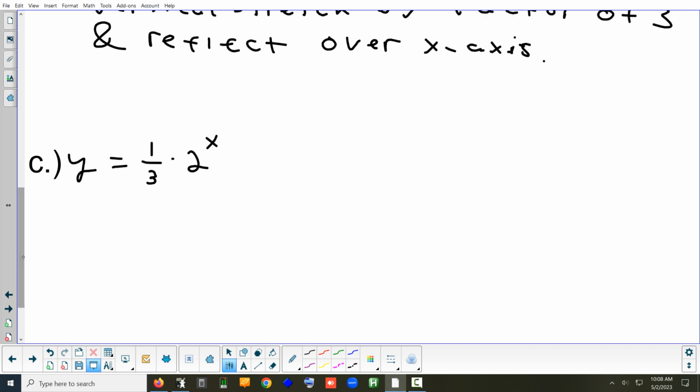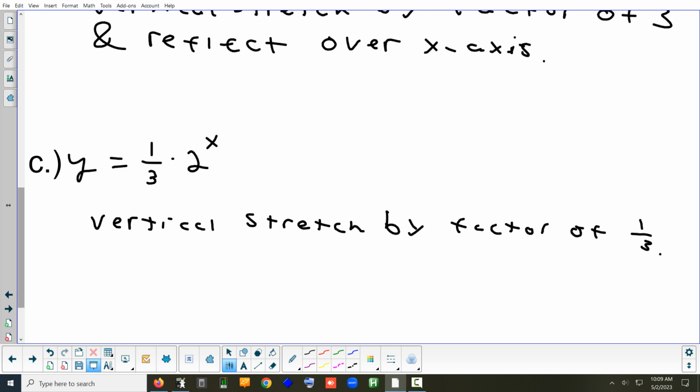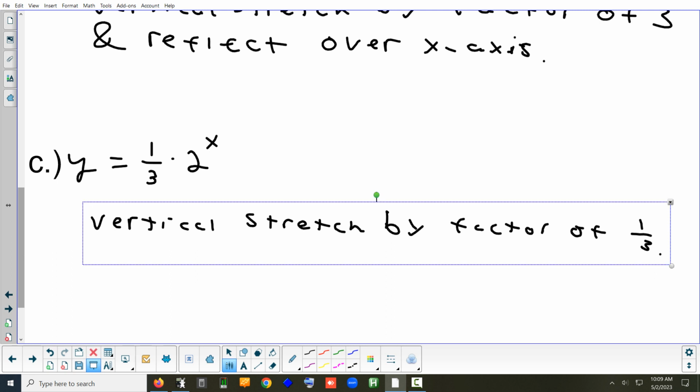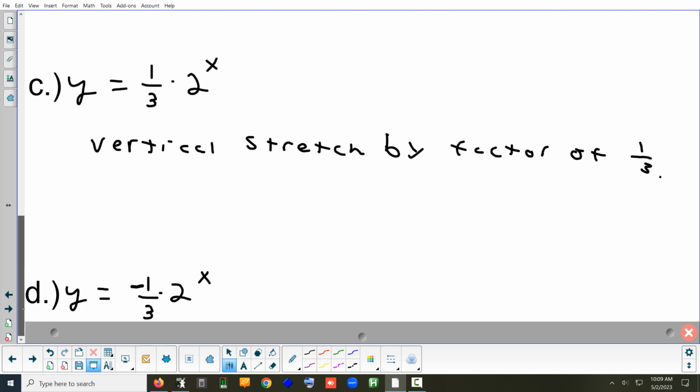All right, how about C? y equals 1/3 times 2 to the x. It's a vertical stretch by a factor of 1/3. And a stretch by 1/3 really means you're doing what? If you stretch something 1/3 as much, it's really a compression, a shrink, but we're writing it this way so it lines up with what we did yesterday. And again, this is correct. That's how you do it.